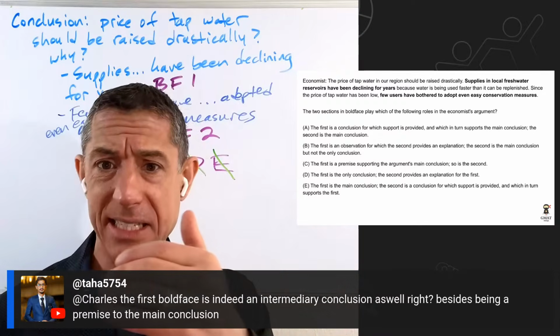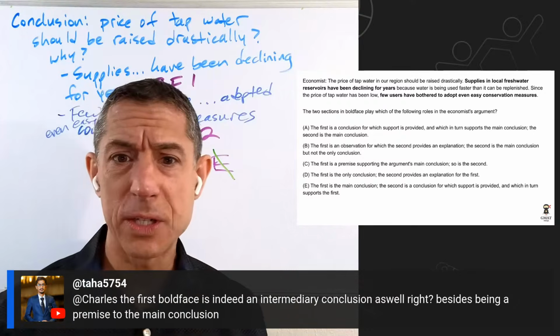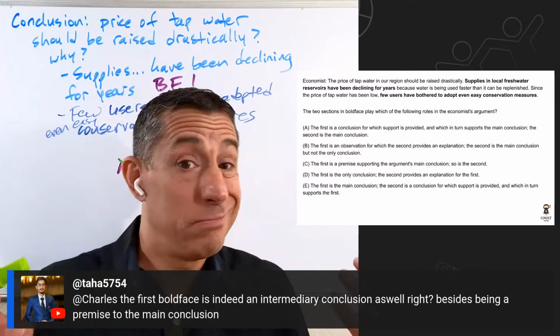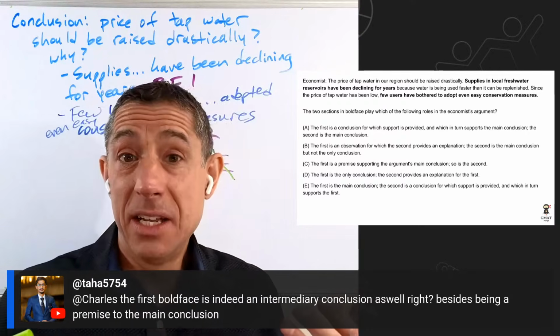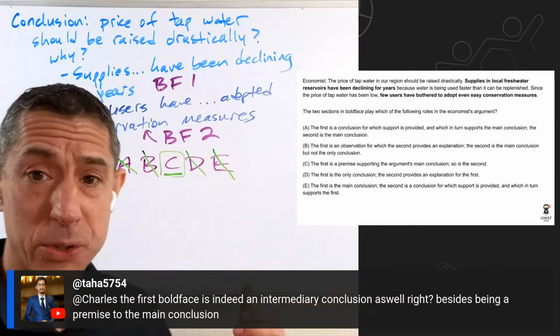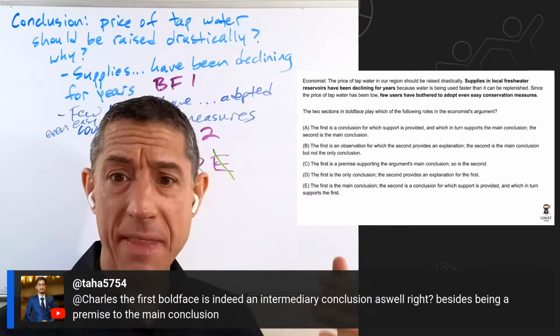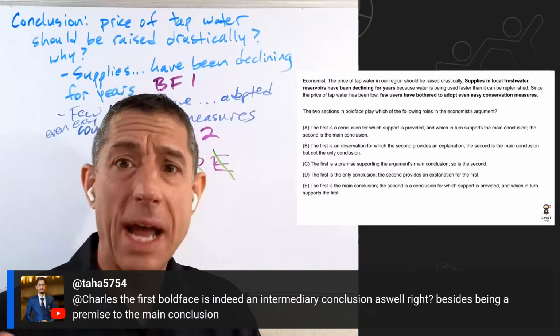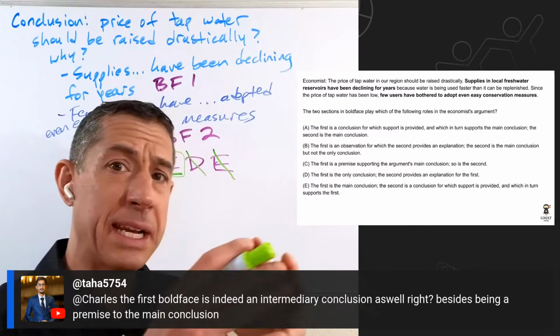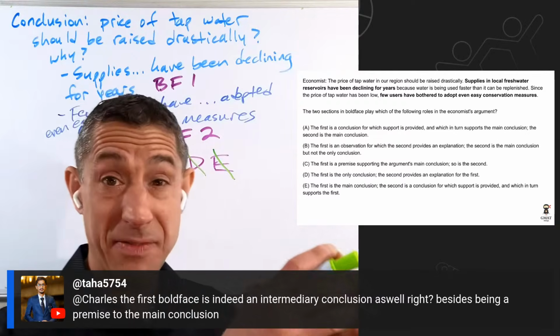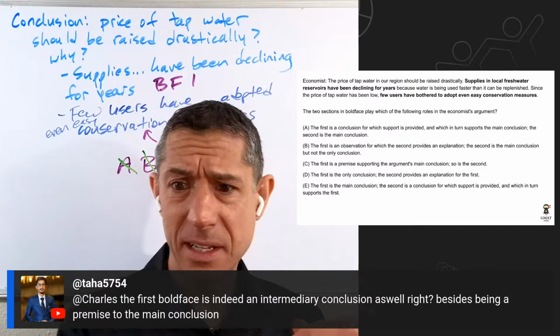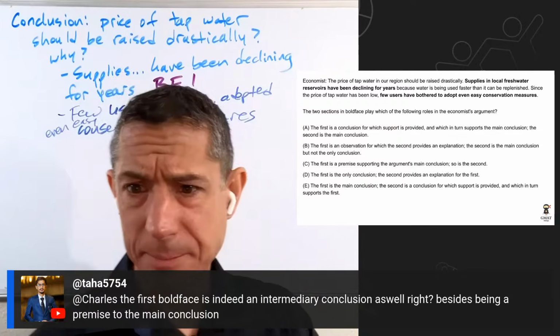In this case, supplies in local freshwater reservoirs have been declining for years. Just a fact. We can go measure that. So that's something I would not call a conclusion. Does it say something about why that is? Well, yeah, it says here's why it's happening, but that would not make it an intermediary conclusion. This is just a statement of fact for that first boldface. So Taha, I hope that helps a little bit.